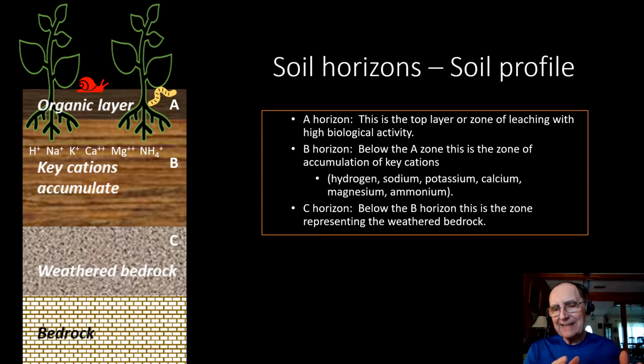Among the most important cations that we find in the soils are hydrogen, sodium, potassium, ammonium. All of these are monovalent cations, meaning that they have one positive charge, and then calcium and magnesium. These are called divalent cations because they have two positive charges. The C horizon lies below the B horizon, and it is the zone that represents the weathered bedrock. Below that, you have the solid bedrock.